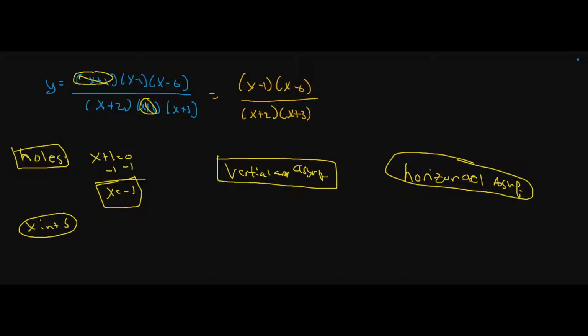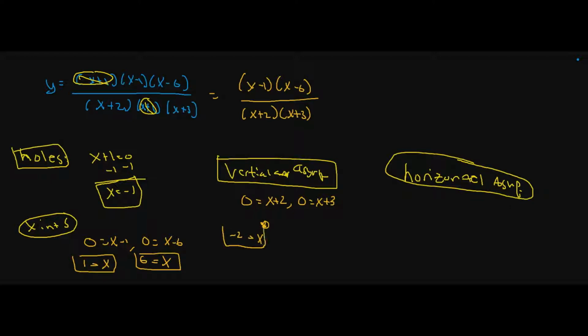Okay, so to find my x-intercepts, I set the numerator equal to 0, and I'll set those individually. We get x equals 1 because we add 1 to both sides, and x equals 6 because we add 6 to both sides. Vertical asymptotes: set the bottom equal to 0. Do the same thing. Subtract 2 from both sides and we get x equals negative 2. And over here, x equals negative 3.